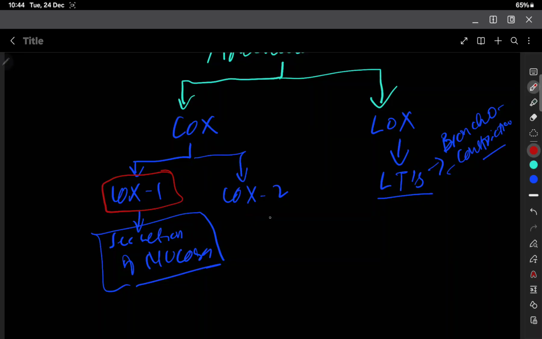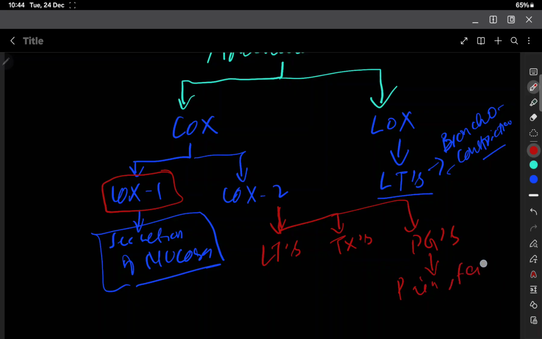Now the second one is COX second. It gives further rise to leukotrienes, LTs, thromboxanes, and PGs, prostaglandins. These prostaglandins will cause pain, fever, and inflammation. So I have also defined here the mechanism of how pain, fever, and inflammation occur in our body.